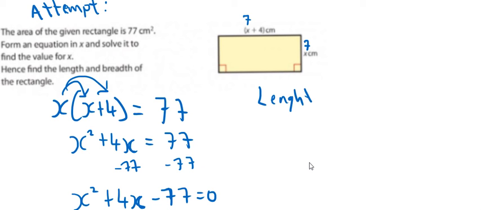So length equals... 7, and the width equals... The length is 7 plus 4, so 7 plus 4 is 11. So length is 11 centimeters and width is 7 centimeters.